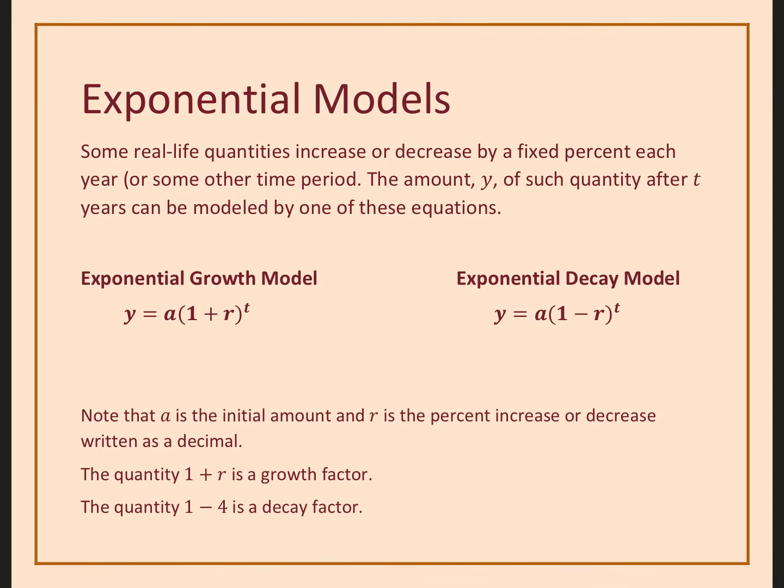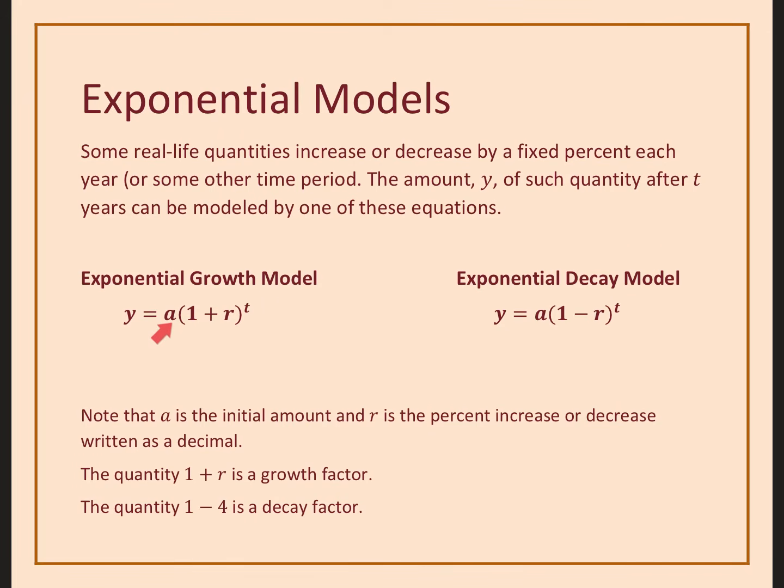Sometimes real life quantities increase or decrease by a fixed percent each year or some other time period. The amount y of such a quantity after t years can be modeled by one of these equations. Now, t can stand for years, or any interval. If we said that something grows per minute, then t would stand for each minute. So y is going to be the total amount.